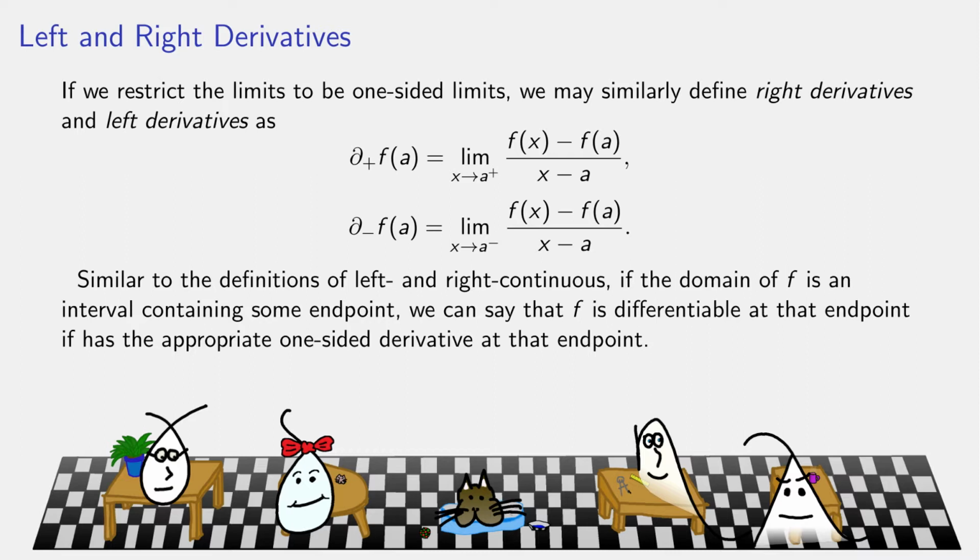So remember that when we talked about continuity on an interval or a set, if we had an endpoint of an interval, we could say continuous at that point if the appropriate one-sided limit existed. So similarly, we can say a function is differentiable on an interval if it has a derivative on the interior and at the endpoints it has the appropriate one-sided derivatives. This is just totally consistent with how we've talked about things in the past.